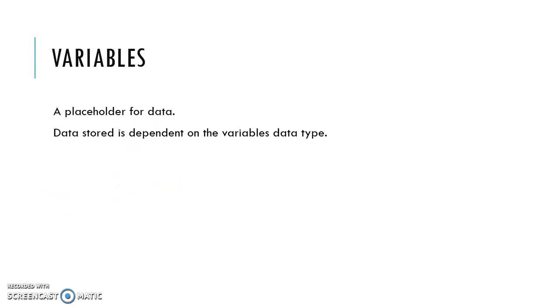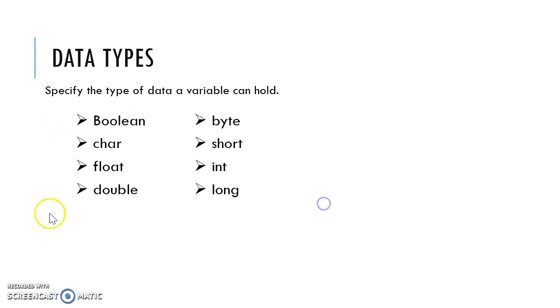Okay, then we have the term variables. Variables are placeholders for data, and the data that's stored in a variable is dependent on the variable's data type. This will make more sense in just a moment. So let's talk about data types. Data types specify the type of data that can be stored in a variable. There are 8 variable types. They're listed here on the screen.